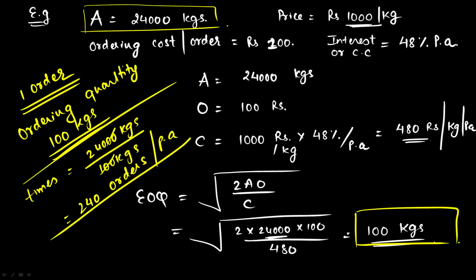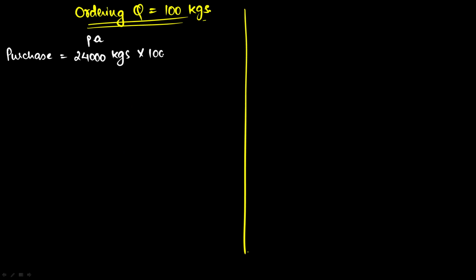What is the purchase cost per kg? 1000. It is 24 and 6 zeros. It is 240 lakhs, or 2 crore 40 lakhs rupees, that is going to be your purchase cost. Alright. Now, let me find out another cost which is related to purchase of raw material, which is ordering cost.